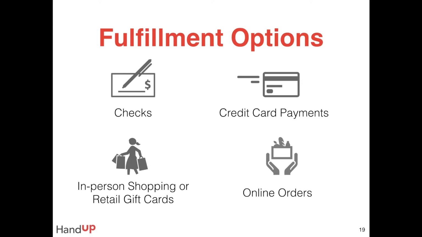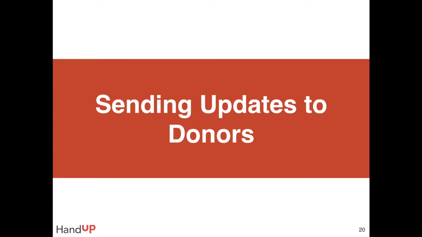And a really popular one is online orders, like Amazon or various retailers online. One important thing to mention on the online orders is making sure that the shipping address is somewhere safe and reliable, like your organization's office or their home or something like that. Once you've tracked the purchase in our system, you'll go ahead and send an update to the donors to let them know.